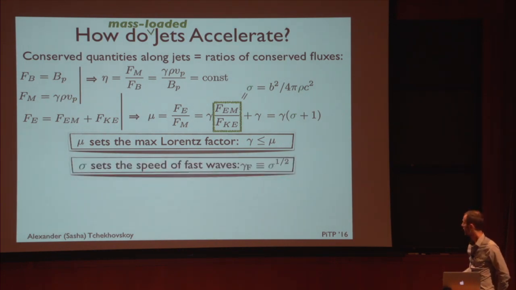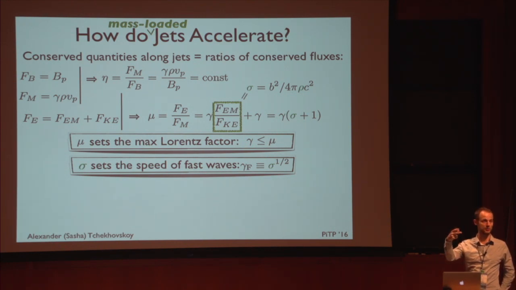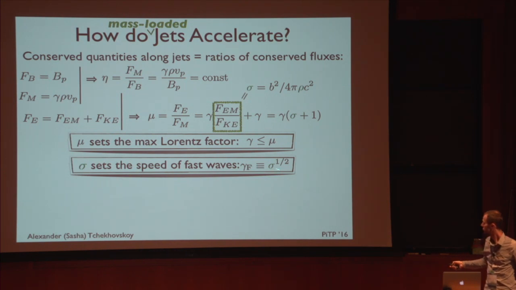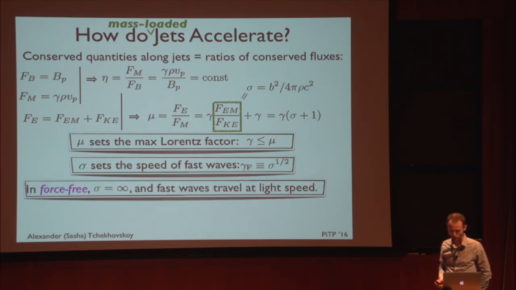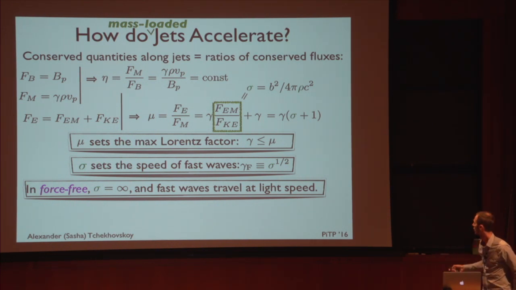The next result is that sigma is also a very convenient parameter because it sets the Lorentz factor of the fast waves. It's essentially the ratio of gamma times P of the magnetic pressure divided by rho. And that is really similar to the sound speed, which is square root of gamma times P gas over rho. So that also means that we already have the fast waves in our consideration for free. Now, in force-free, the magnetization is infinity because there is no kinetic energy flux. Rho is zero. And the fast waves travel at the speed of light, which we can see from here. If we set sigma to infinity, the Lorentz factor of the fast waves, gamma f, is infinity.